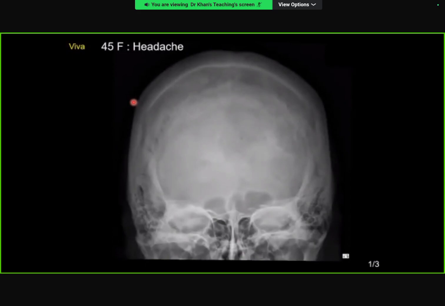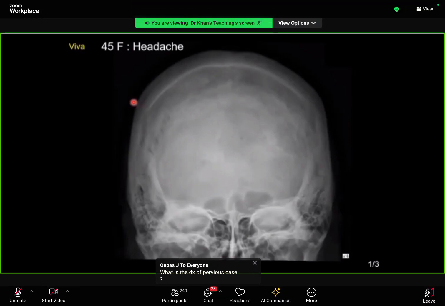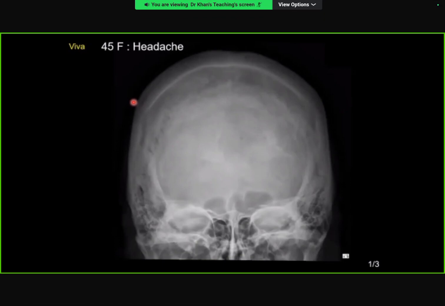My differential here in this age group, hemangioma is the number one differential. Another differential could be a metastatic lesion from an unknown primary, although unlikely. The patient is relatively young. These are my top two differentials.